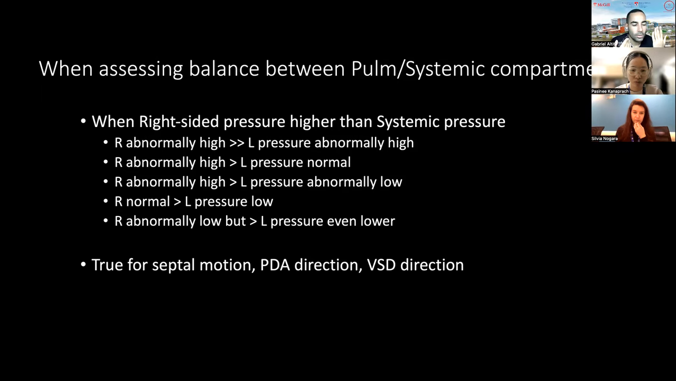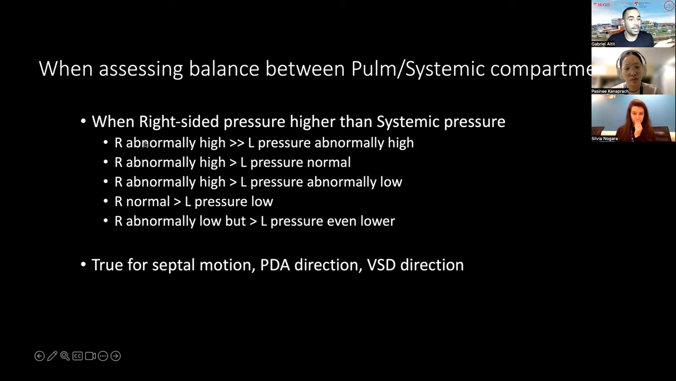What's happening on the right side? What's happening on the left side? What's happening in the RV or the pulmonary compartment? What's happening in the systemic compartment? So you could suspect, for example, a bowing septum or right to left PDA shunt or right to left systolic VSD shunt, if basically your right-sided pressures are higher than your left-sided pressures.